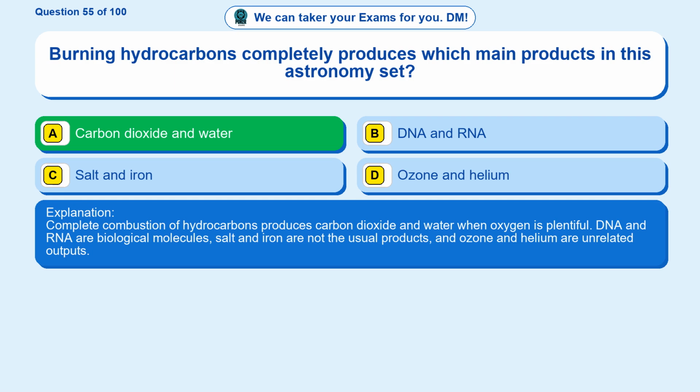Complete combustion of hydrocarbons produces carbon dioxide and water when oxygen is plentiful. DNA and RNA are biological molecules, salt and iron are not the usual products, and ozone and helium are unrelated outputs.